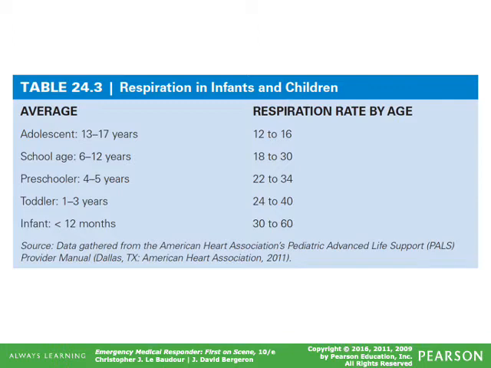Adolescents that are 13 to 17 years old have a respiratory rate that's very similar to an adult, at about 12 to 16. School-age children, 6 to 12-year-olds, have a respiratory rate anywhere between 18 and 30. A preschooler, which is 4 to 5 years old, has a respiratory rate of about 22 to 34. A toddler, which is 1 to 3, his rate is going to be 24 to 40, and an infant is 30 to 60. The lower you get in age, the more range you have that's considered normal.